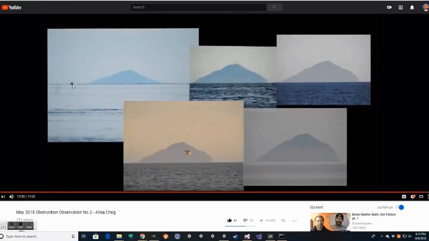And he went to some effort. He went out and he videoed this island from different distances, and you can see how the view is affected by getting closer to it, and how the view is affected by being higher above the ground or closer to the ground. And he went out and he did that.